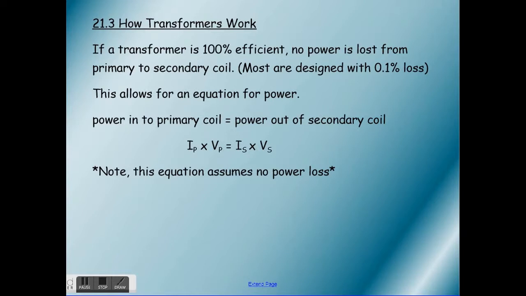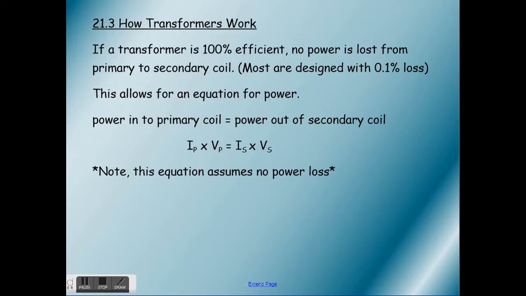Okay. So let's assume that a transformer is 100% efficient. That means no electricity is lost. You can't have that, but we're assuming we can. So exactly what power is put in is the same power that comes out, which is not the case. Most are designed with a 0.1% loss, which we talked about before. But we're going to assume it's 100% efficient, so no power is lost. So this allows for an equation for our power.